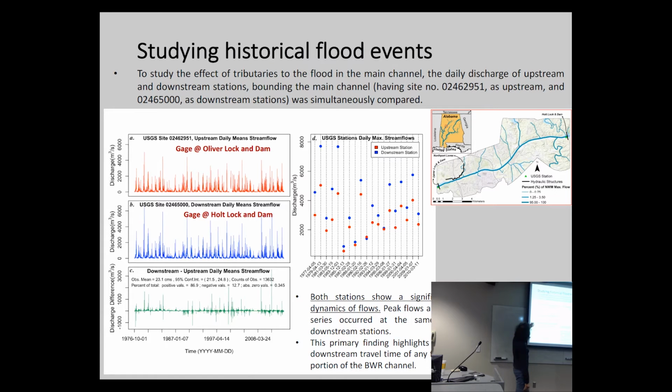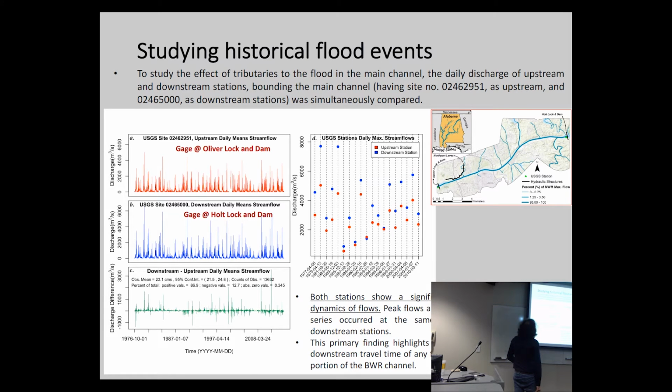But you can see that in most of the cases, the downstream station has a larger amount of flow than upstream, particularly at the time of a flood event. So it must be contributed by the lateral flow, even by the runoff, or I can say by these tributaries.